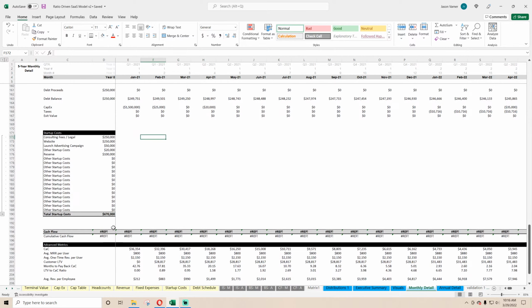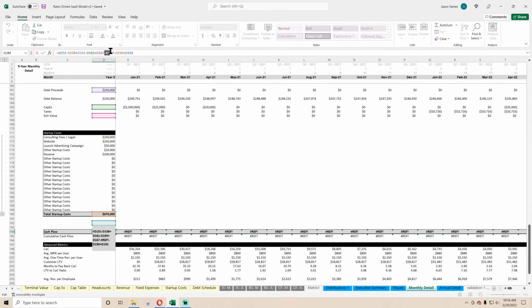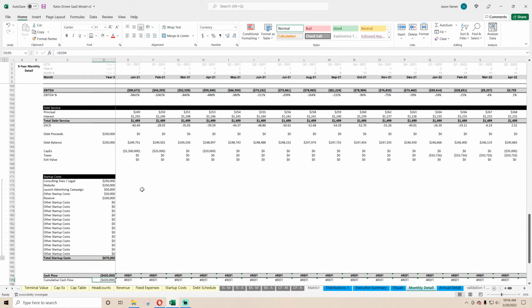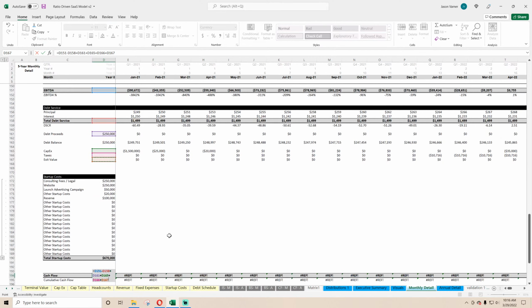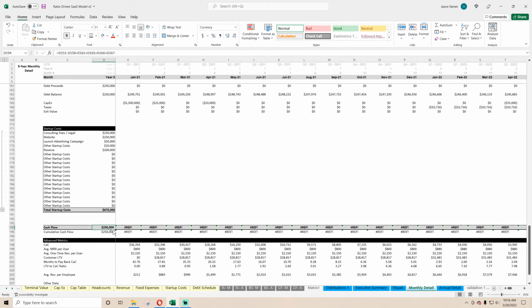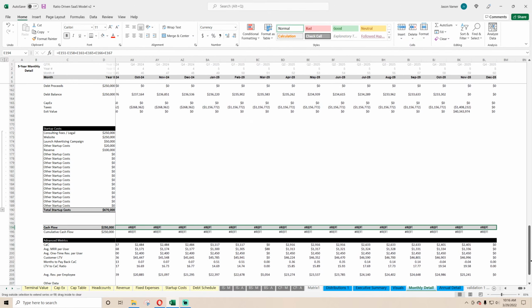Alrighty, so let's go to the cash flow. We got a reference error here from what we removed earlier. Let's just redo the whole calculation. So we've got EBITDA, then we want to subtract out total debt service, add in debt proceeds, account for CapEx, taxes, and exit value. So there's that. We go in here, and the minimum cash balance that we see is going to be the equity required.